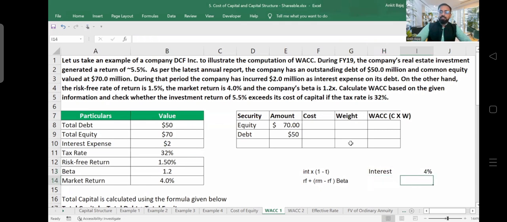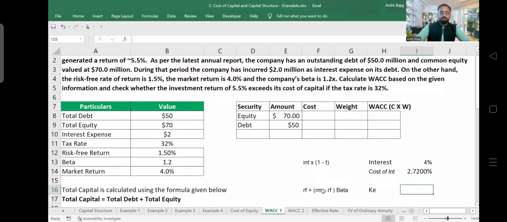Now, if I want to calculate interest cost after tax benefit, I will be using the formula which I have written here. That is going to be cost of interest. Interest rate is 4% into 1 minus tax rate. Tax rate is given here, 32%, right? So the cost of interest is 2.72%.